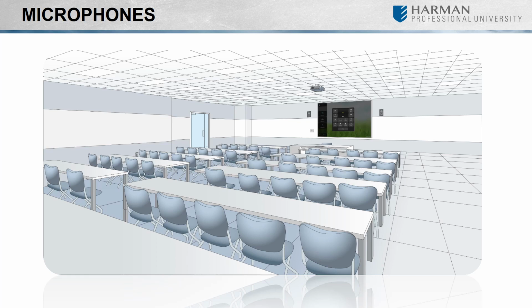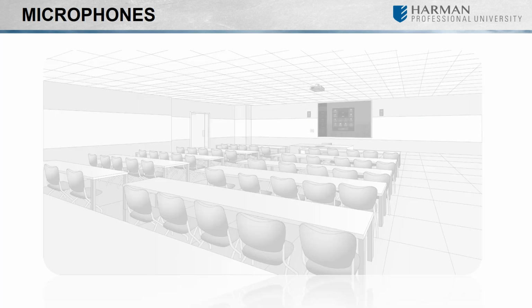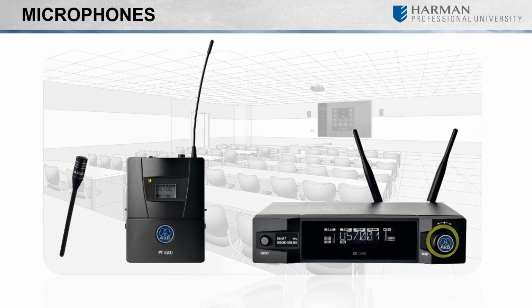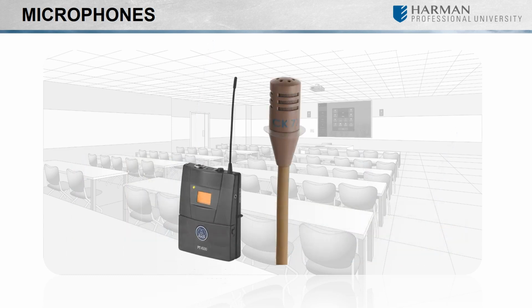We also need a wireless body pack transmitter and a wireless receiver. The AKG WMS 4500 CK77 set fits the bill on all fronts, providing you with a CK77 omnidirectional lavalier mic, an AKG PT 4500 body pack transmitter, and an AKG WMS 4500 receiver, which proves extremely easy to set up.